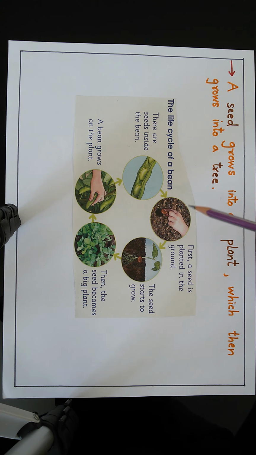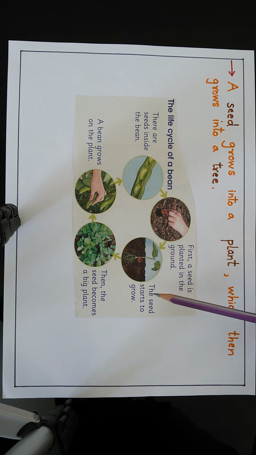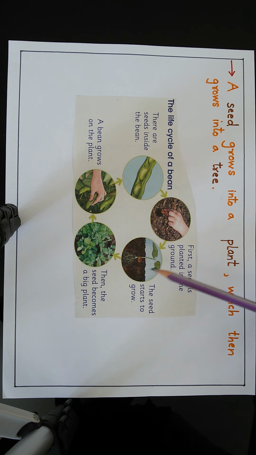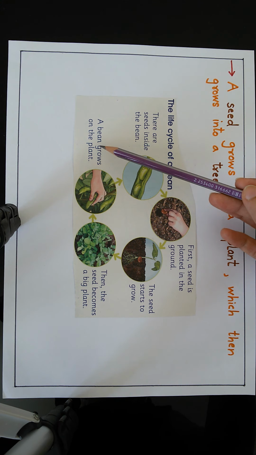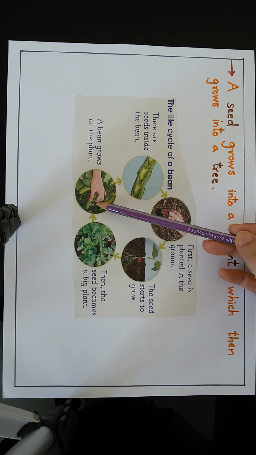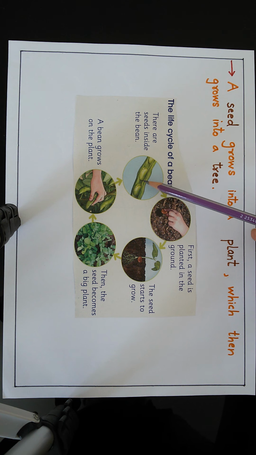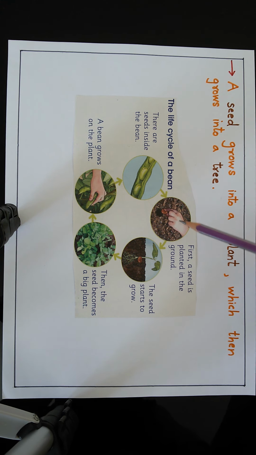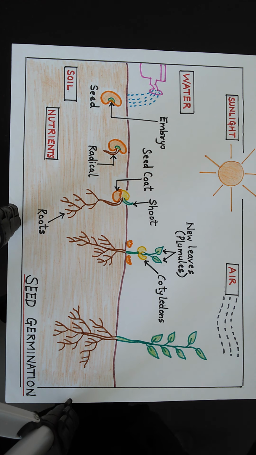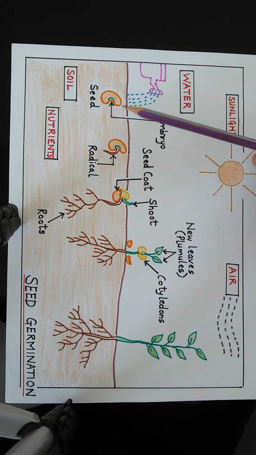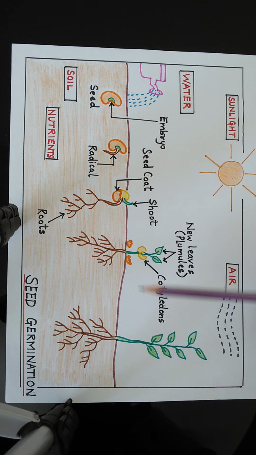Now in this picture we can see the life cycle of a bean. First, a seed is planted in the ground. The seed starts to grow. Then the seed becomes a big plant. A bean grows on the plant. There are seeds inside the bean. So we can see how growth takes place in plants. This picture also shows a seed growing into a plant.